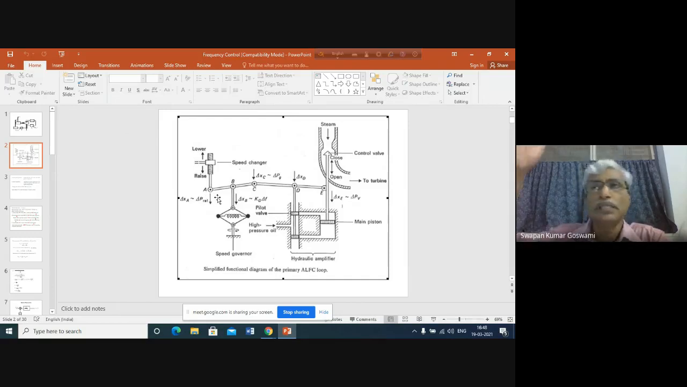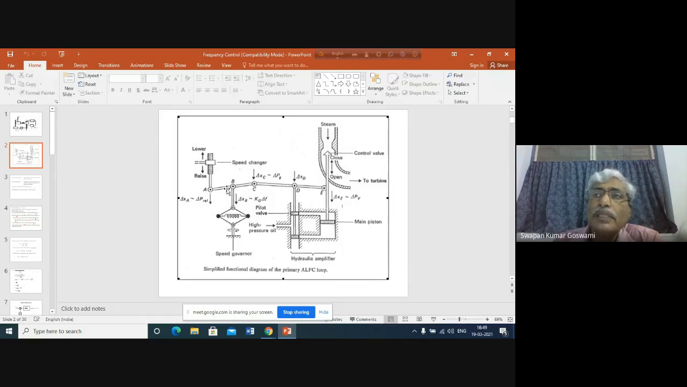Obviously there will be a number of positions, and each position corresponds to a certain amount of power output. The generator was delivering a certain amount of power. Now we want the generator to deliver somewhat increased power, so we have moved A downwards. Now as you are moving A downwards, you see that ABC is a rigid link.